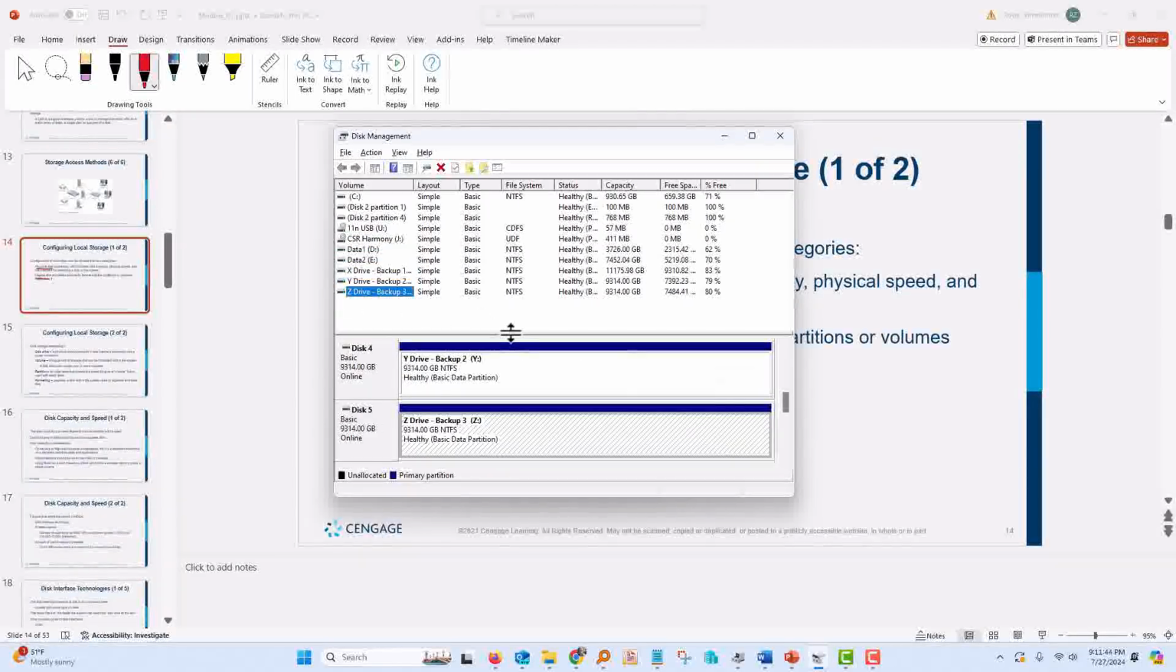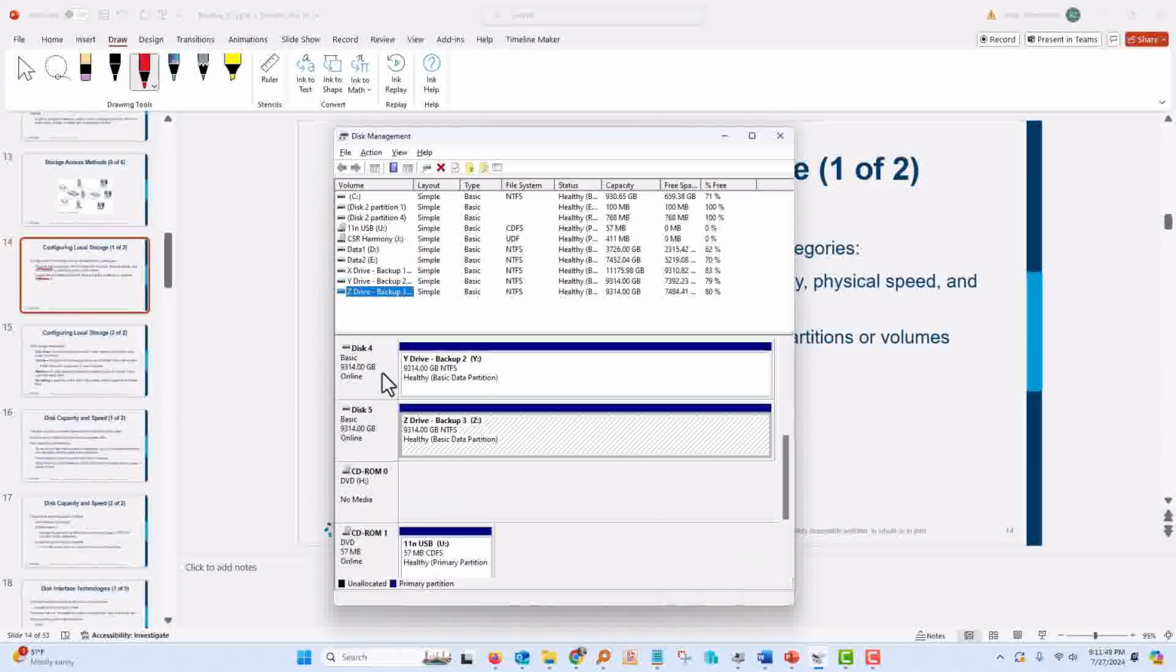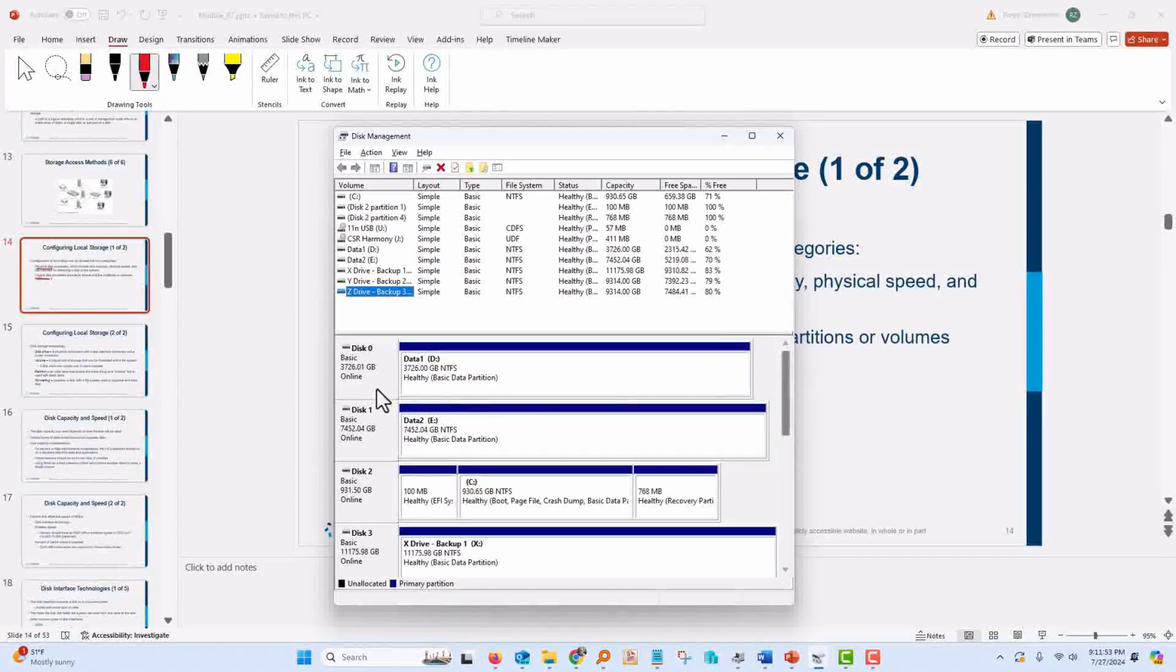When you look down here at the bottom, you see the physical disks on the left, and you see that they're numbered. For example, they start with disk 0, disk 1, disk 2, disk 3. These are physical disks. And then over here on the right hand side, you'll see the logical disks. So you'll see that disk 0 is my D drive, and this has some characteristics to it. For example, this is a basic disk.